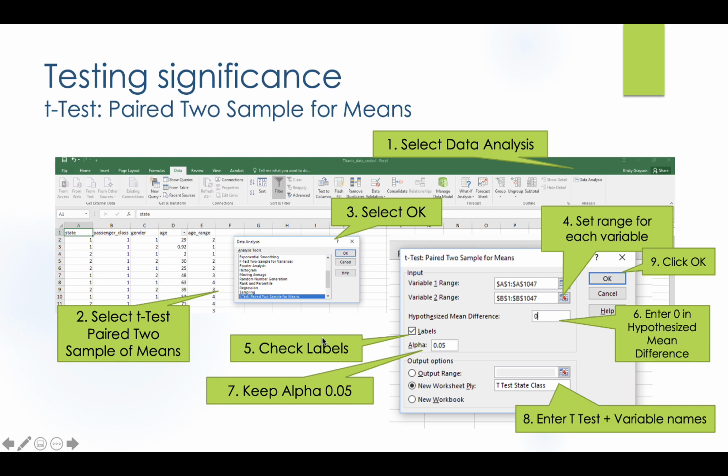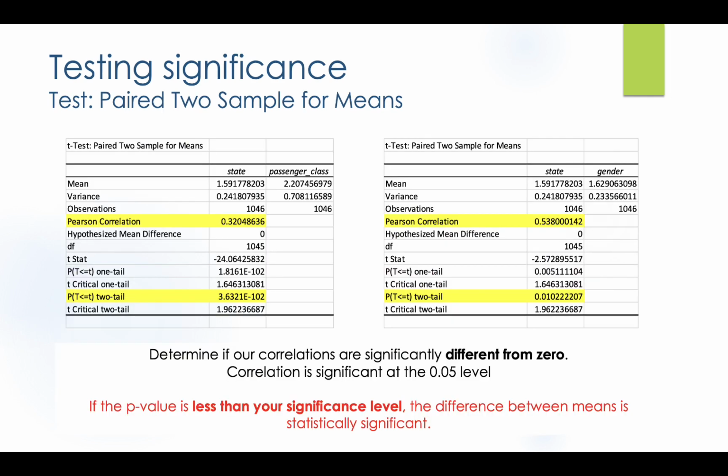Check your labels box, and keep the alpha at 0.05 because generally in marketing we use a significance of 0.05. So we're going to do this for the Titanic, even though it has nothing to do with marketing. Enter 0 for hypothesized mean difference, and then enter t-test plus variable name. So that's what your worksheet's going to be called. Again, I'm going through this really fast. There is a step-by-step how-to tutorial in the assignment.